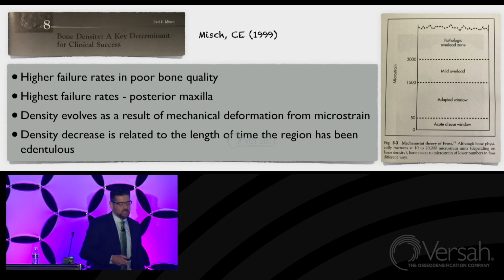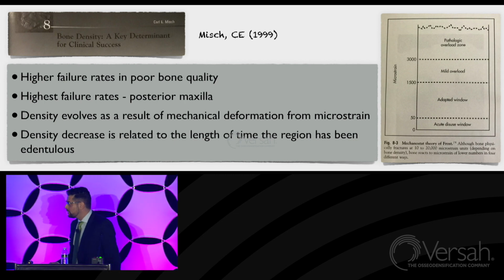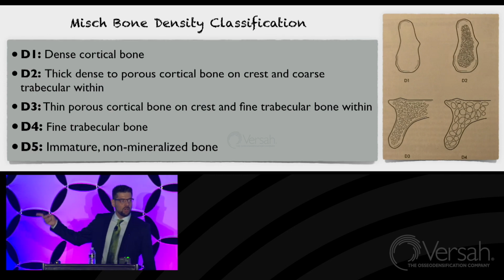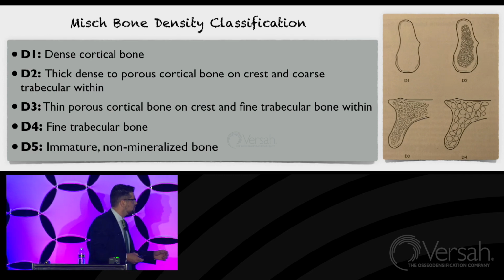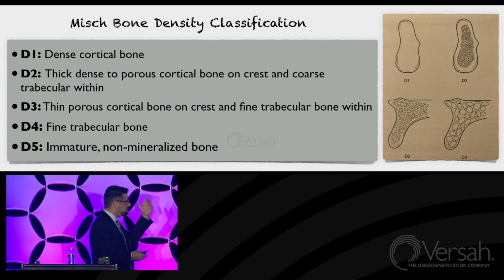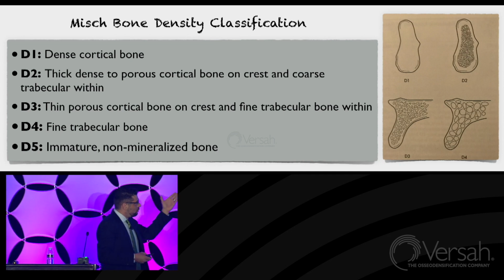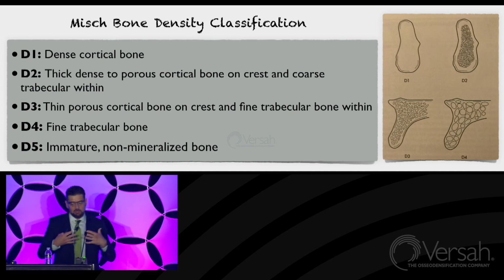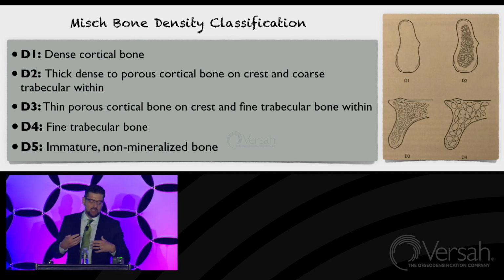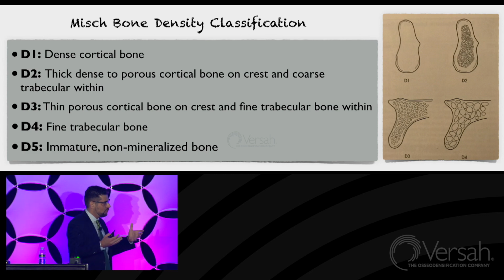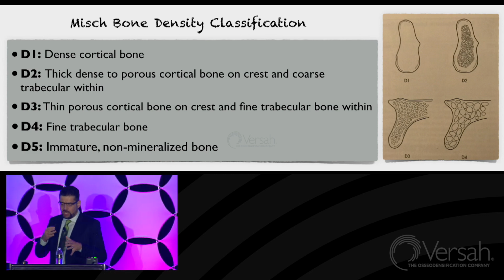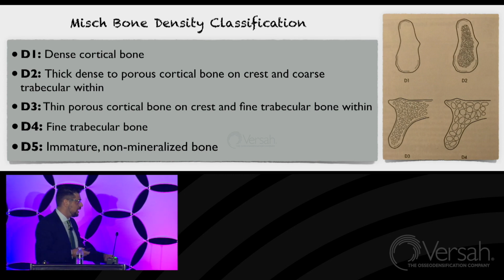He also developed this bone density classification scale. We almost forgot that there was a D5 in there. We all know what D1 to D4 is. He describes D1 as dense cortical bone, D2 would be the thick, dense, with porous cortical bone and some well-defined trabeculation. D3, we don't have the same trabeculation, and D4 is a very weak bone. With this classification, he also pointed out where we found these types of bone in the mouth.